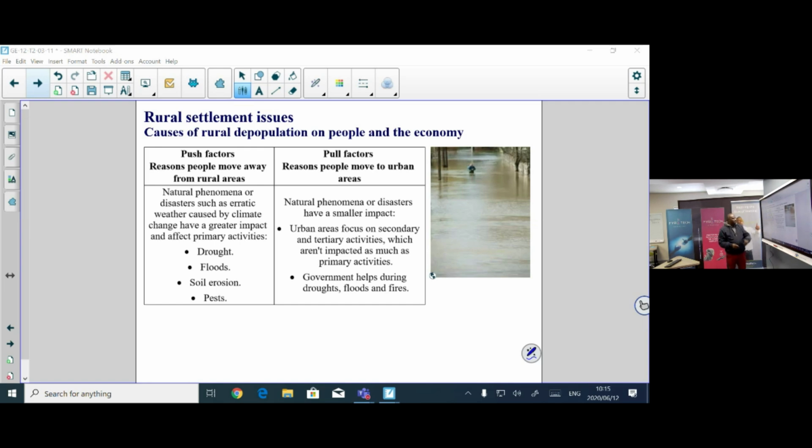Then the pull factors: natural phenomena or disasters have a smaller impact. Why? Because urban areas focus on secondary and tertiary activities which aren't impacted as much as primary activities. Government helps during droughts, floods, and fires. So the help is not that much in the rural areas, because most of the time in the rural areas you also find that the areas are not accessible. So that hampers any efforts to help the people there.